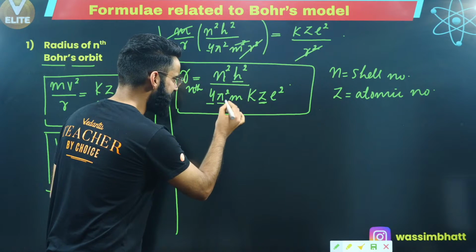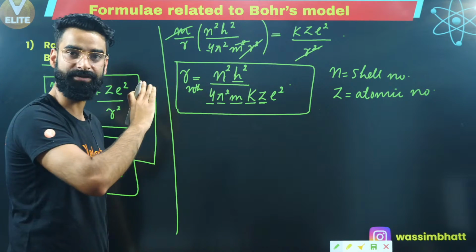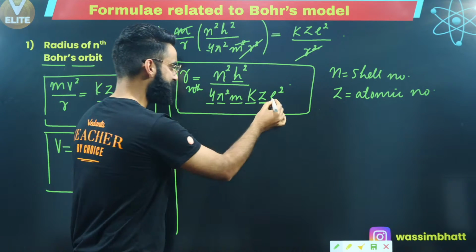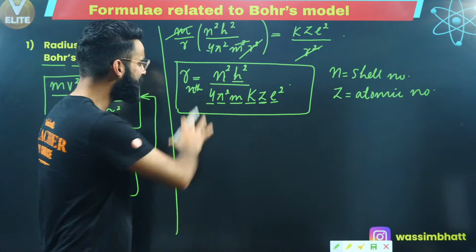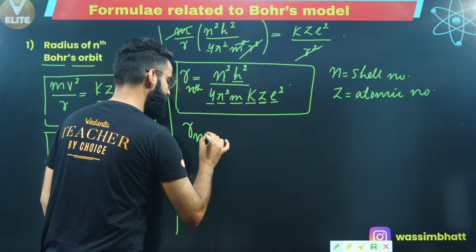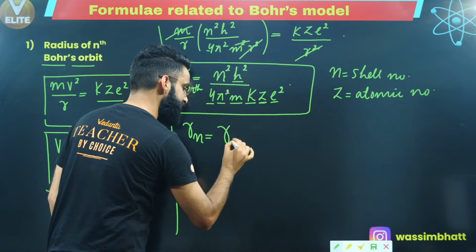4 is a constant, pi is a constant, mass of electron is constant, k is a constant, right? K is a constant, 1 by 4 pi epsilon naught, if you remember. And this e is the charge present on electron. This is also constant. So all these terminologies are constant. So I can clearly say radius of nth orbit, instead of all these constants, I'll be writing one constant, that is r naught.